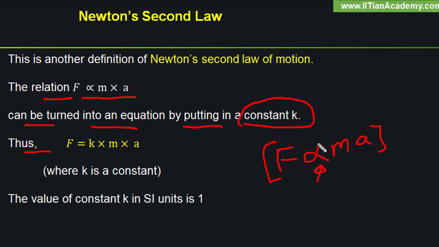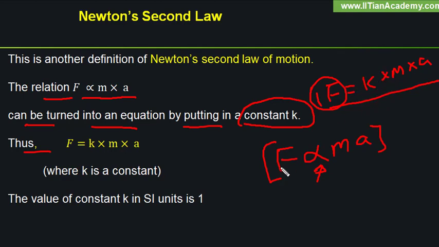You will learn more about proportionality in the next classes, but for the basics, you can replace this proportionality with the constant value k. So force equals k into mass into acceleration. This is the equation where the left side is force, and the right side is k into mass into acceleration. Now you don't know the value of k, right?